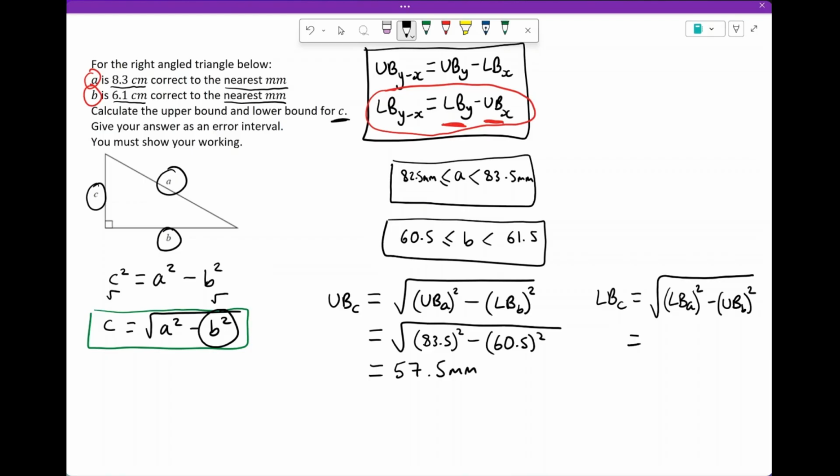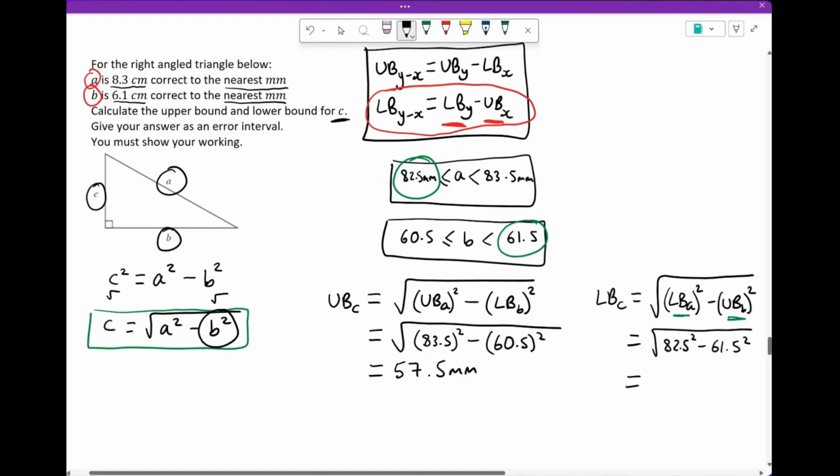So let's figure out which numbers we are going to use. So our lower bound of A would be the 82.5. So it's going to be the square root of, and it's going to be 82.5 squared, and then subtract. And then we need the upper bound for B. So that's going to be 61.5. So I'm going to subtract 61.5 squared. And then let's put that calculation into my calculator. And we would get 55.0 millimeters. Like that. So that means we calculated the upper and lower bound for C.